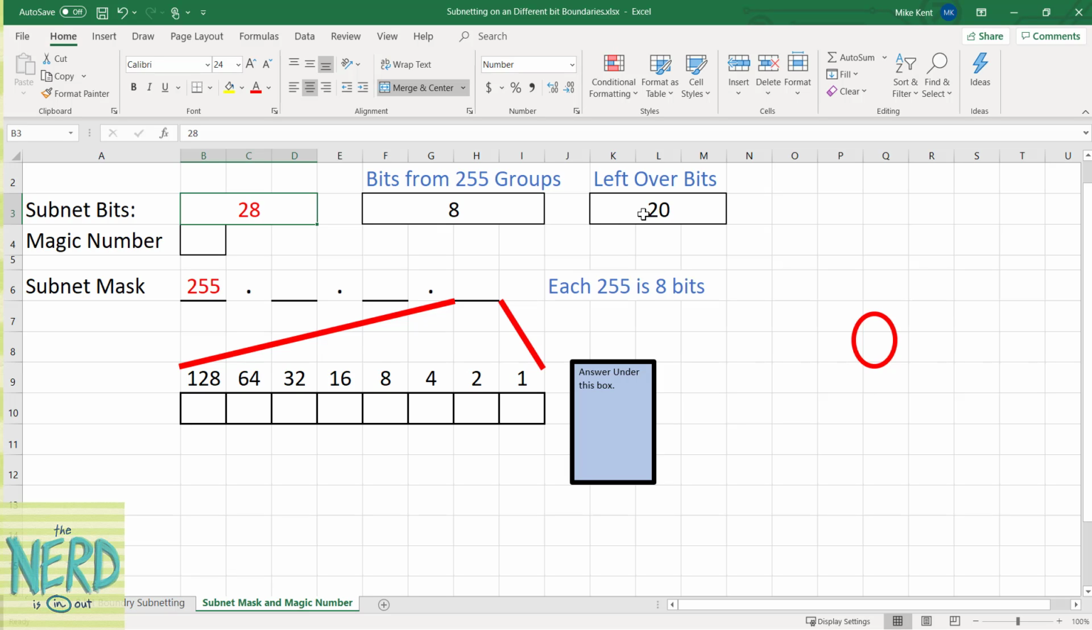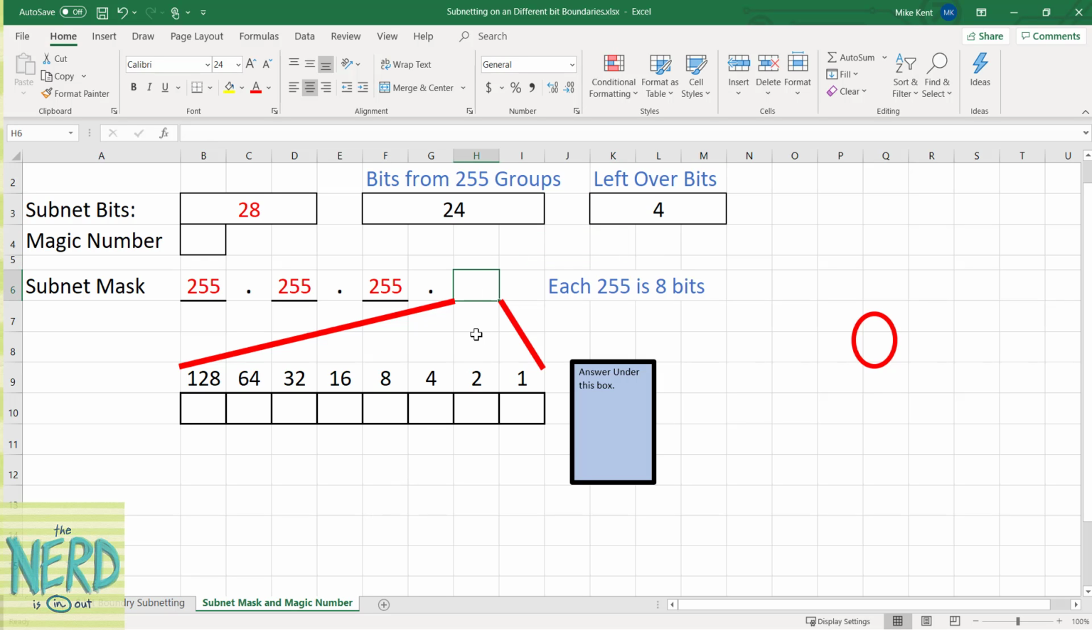I've got 20 left. So then I can get another 255. So I've got 8 bits here, 8 bits here. Now I've hit 16 of my 28 bits. I've got 12 left. So as long as you have 8 or more, you keep writing 255s. So now I've got 24 of my 28 network bits, and I've got 4 left over.